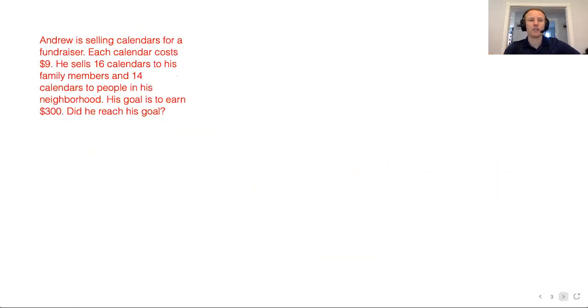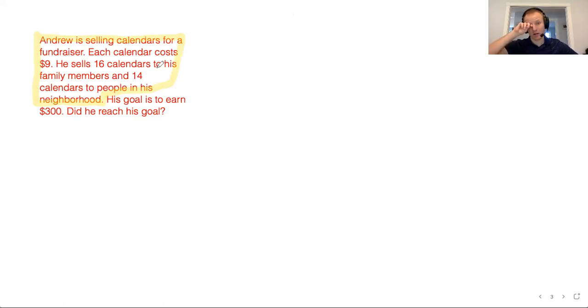All right. Andrew is selling calendars for a fundraiser. Each calendar costs $9. He sells 16 calendars to his family members and 14 calendars to people in his neighborhood. Okay. Up until there, I'm going to highlight that part. Let's stop reading there for just a minute, and I'm going to highlight it or put a box around it, right? All of that stuff is what we just did.